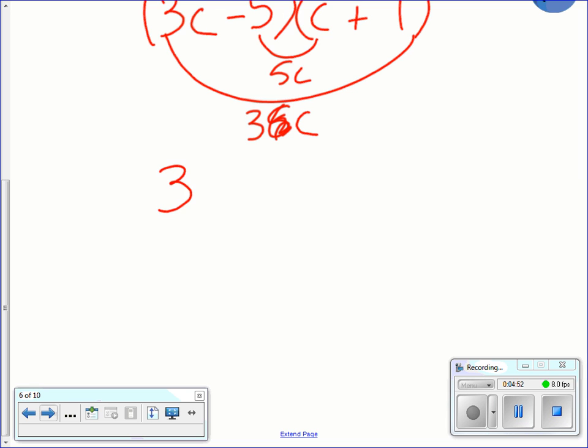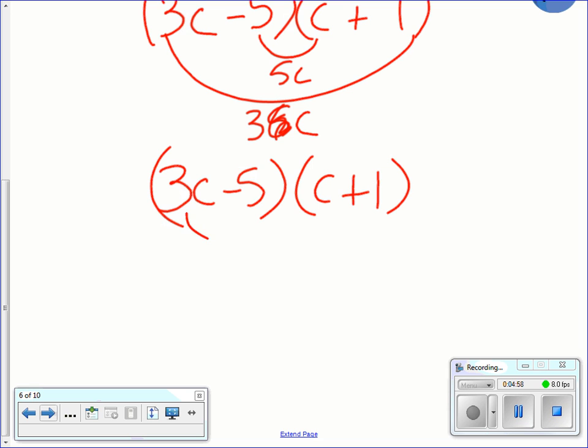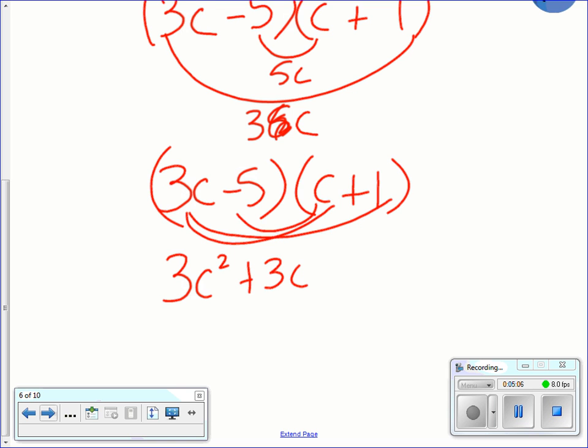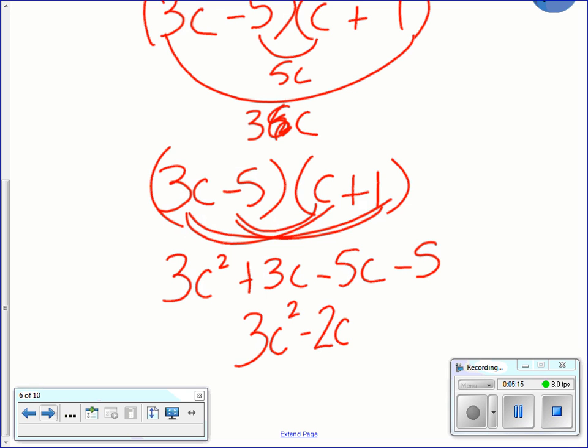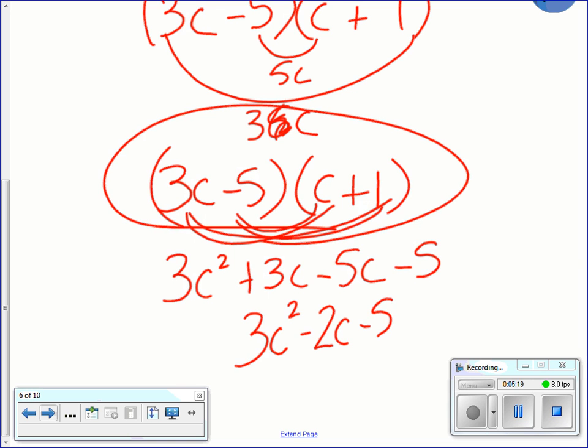So if I have 3c minus 5 times c plus 1, 3c times c is 3c squared. 3c times 1 is 3c. Negative 5 times c is negative 5c, and negative 5 times 1 is negative 5. So that's 3c squared minus 2c minus 5. So yes, this is my answer.